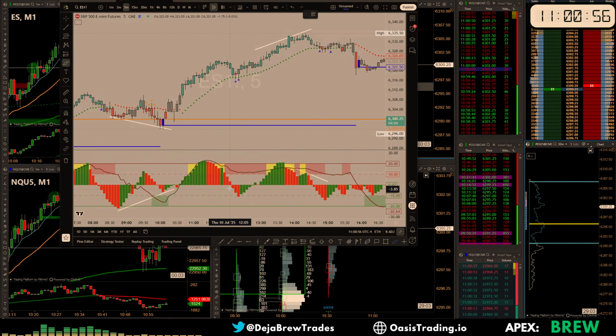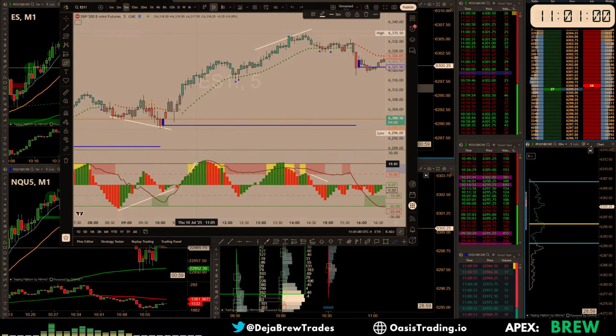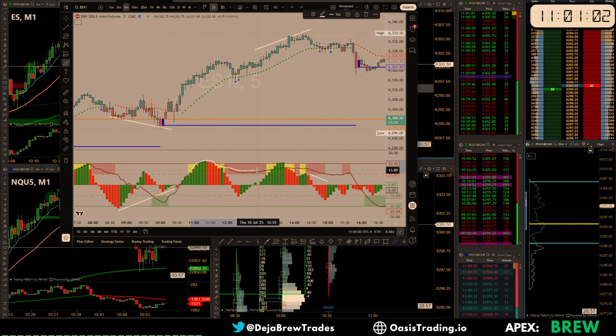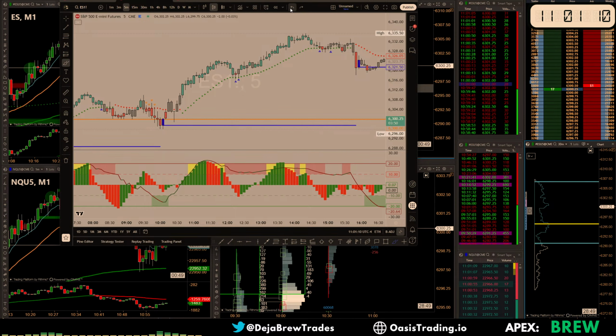Here's a great example of a trap on the Momo. When the long-term momentum is pretty flat, and then the short-term kind of gives you that cupping pattern. Like I talk about, the cupping pattern is like the universal signal of a trap.